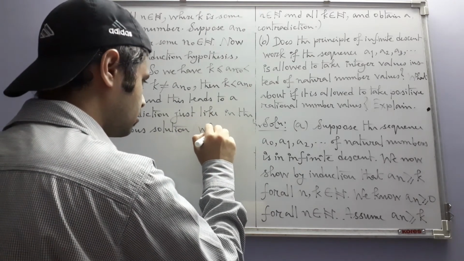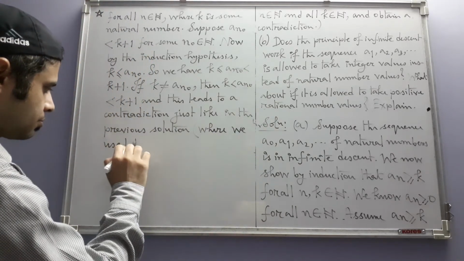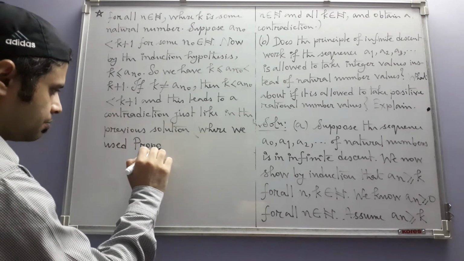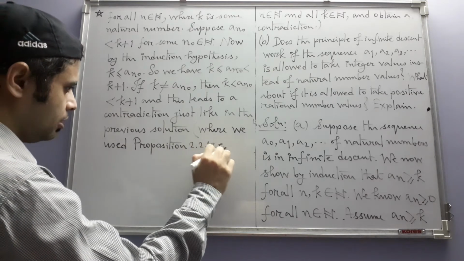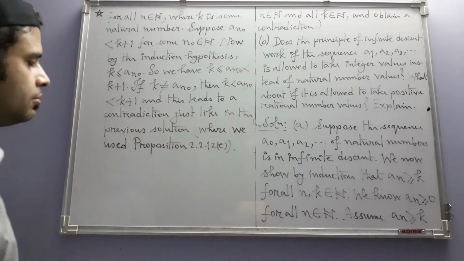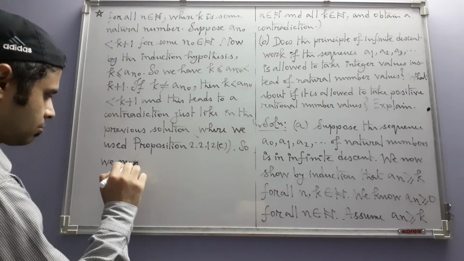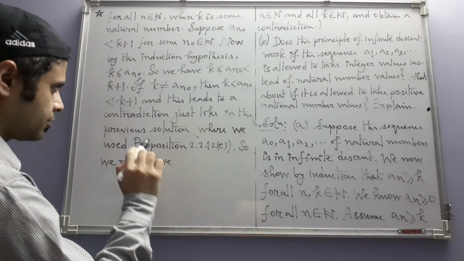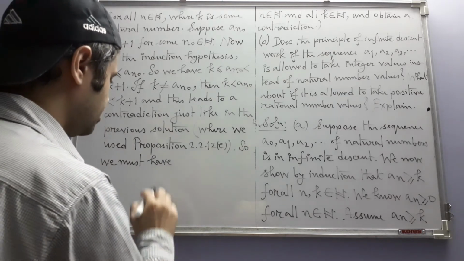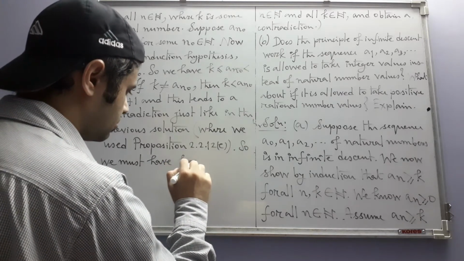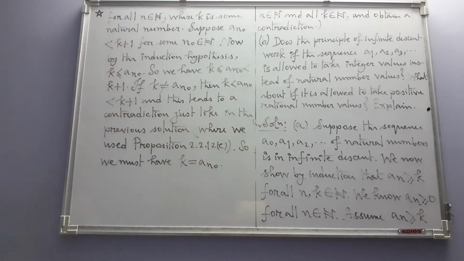where we used proposition 2.12e. So we must have, so that means this is not possible. k cannot be different from a_n0, it has to be equal to a_n0. k is equal to a_n0.